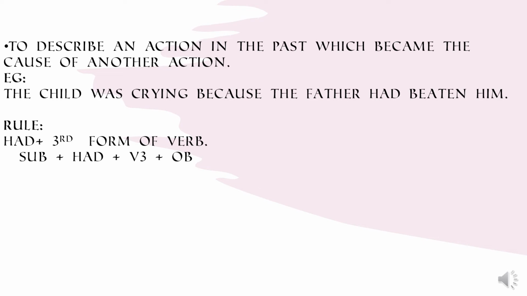So there are two verbs. First one is that the father had beaten him, and then after that the child was crying. Understand? Rules. So when we make a sentence, we should always learn had plus third form of the verb, subject plus had plus verb third form plus object. Okay.